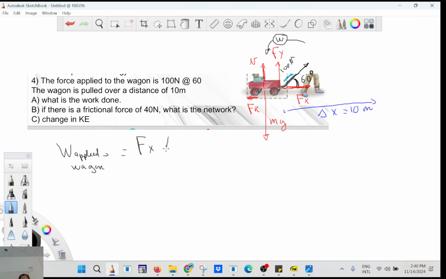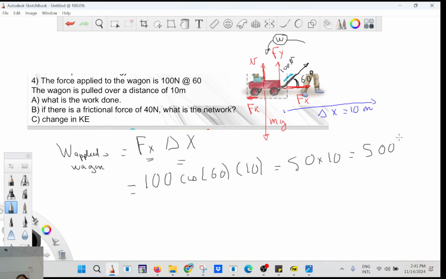You see, it has to be consistent. If you have a delta X here, you need the X there. X, delta X. Agree? So the component here will be 100. Cosine or sine? Cosine, very good. And displacement is 10, you're right. So cosine 60 is half, so yes, 50. So 50 times 10 is 500 joules. Agree?